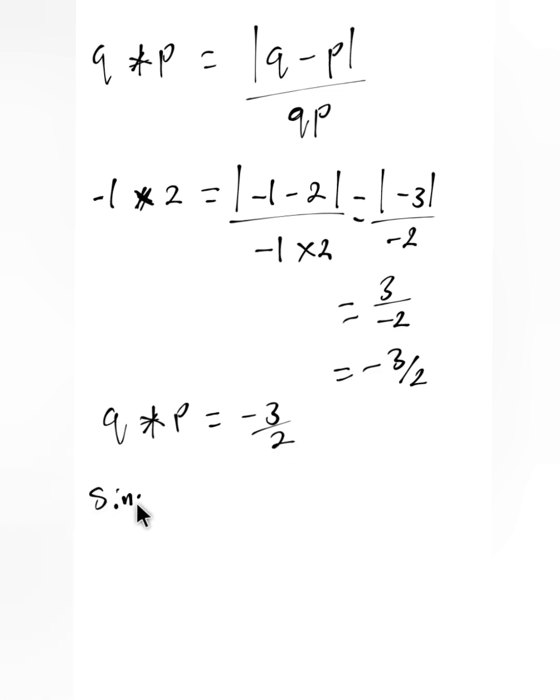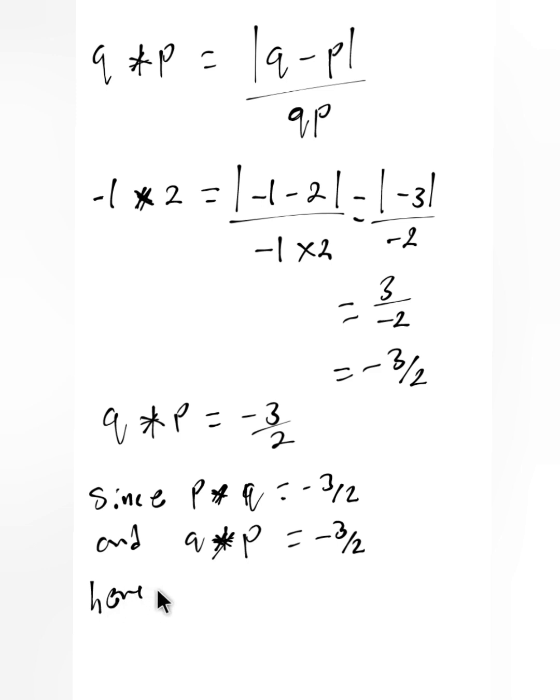So since P operation Q is -3 over 2 and Q operation P is -3 over 2, hence P operation Q is the same as Q operation P. Hence the relation is commutative, because P operation Q is the same as Q operation P. So when this is true for any relation, that relation is said to be commutative. Now let's proceed to solve another example.